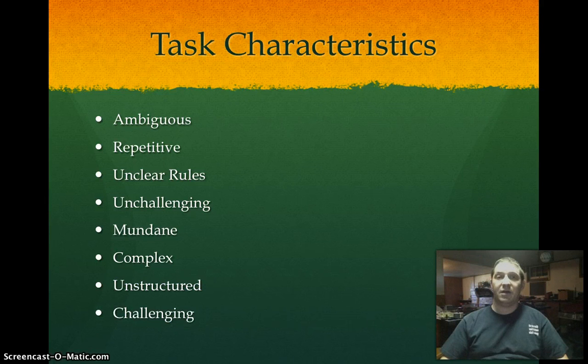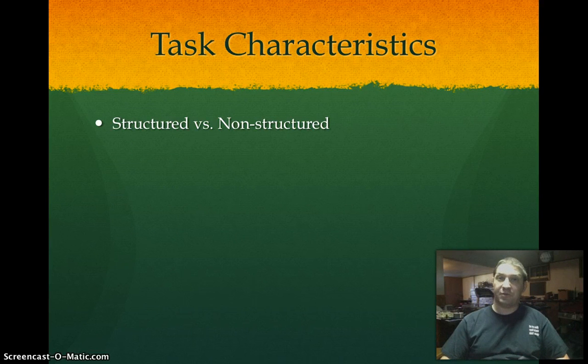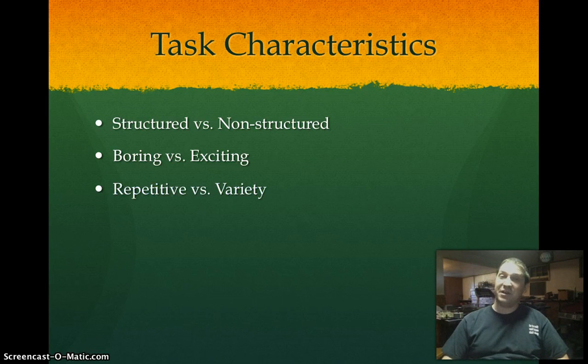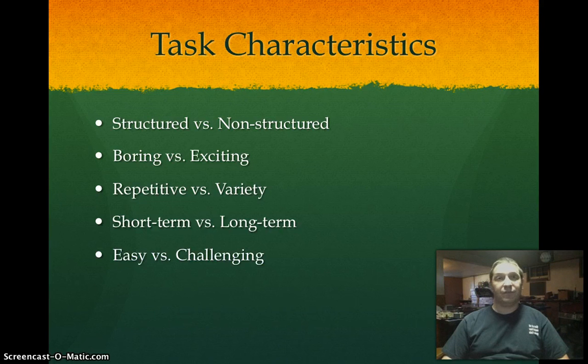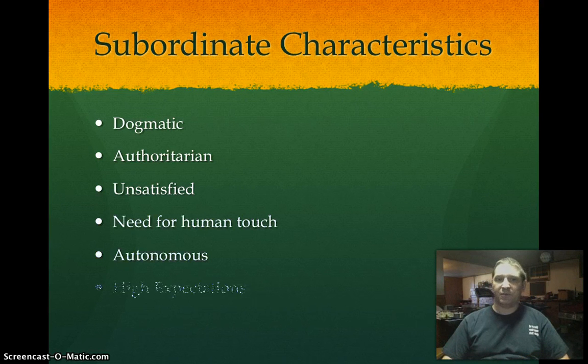Now, in describing task characteristics, you can come up with dozens of descriptions, and the book gives us ones like ambiguous, repetitive, unchallenging, complex, and others. I've added a few of my own descriptors for these tasks: structured versus non-structured, boring versus exciting, repetitive versus variety, short-term versus long-term, easy versus challenging. The subordinate characteristics can be described in numerous ways as well. The book gives us a few key descriptors such as dogmatic, unsatisfied, needing the human touch, and so on.